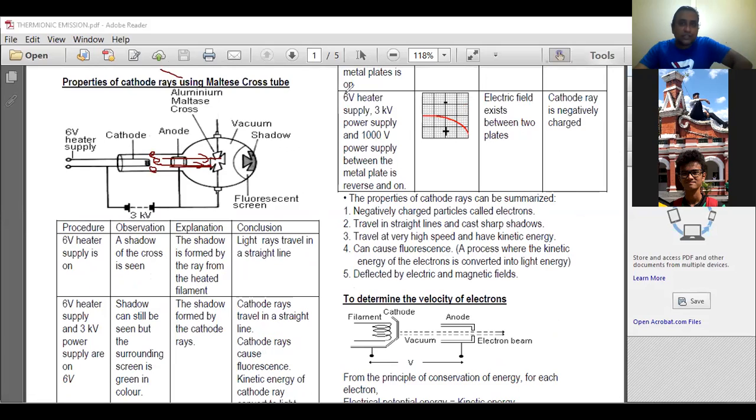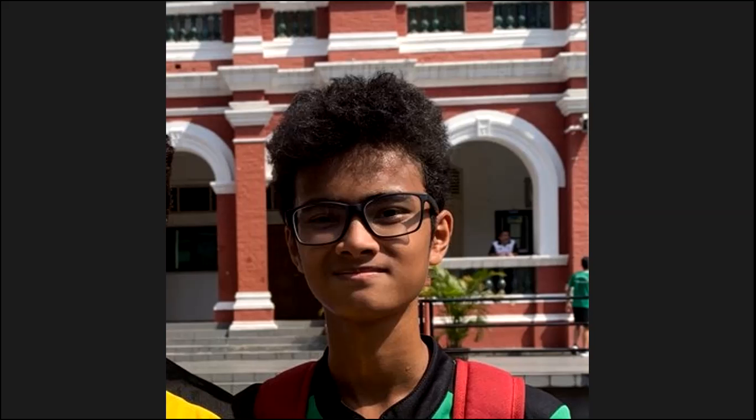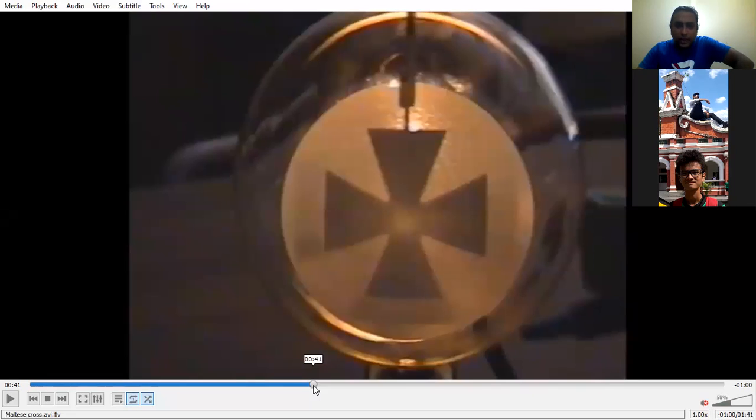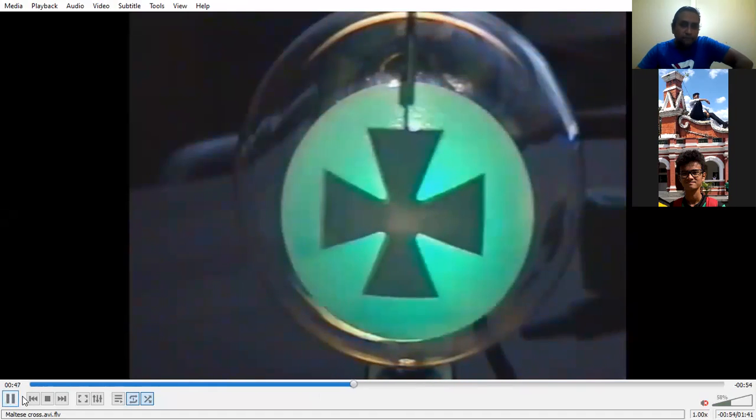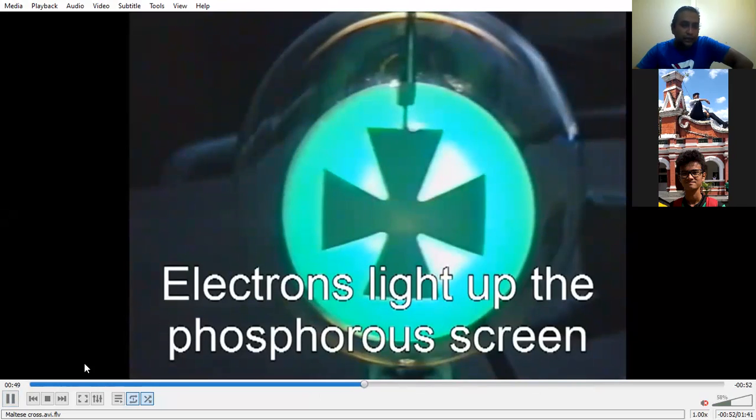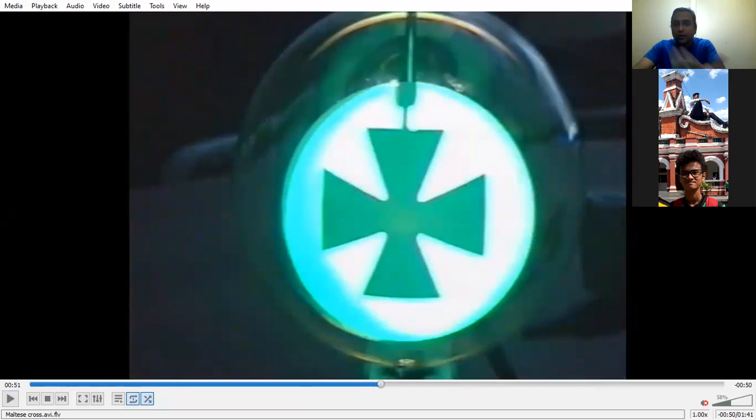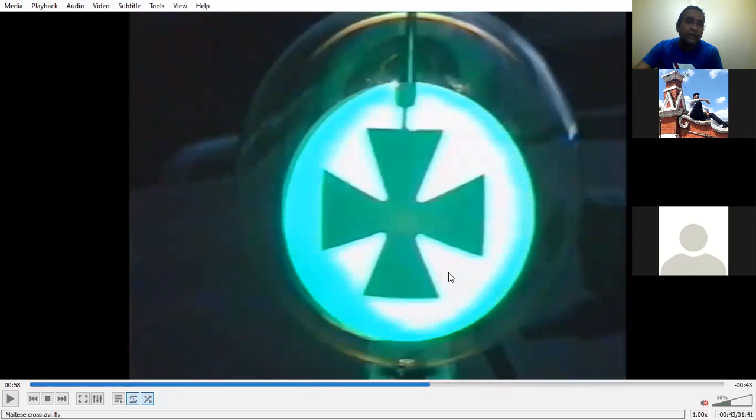Now, what you'll be able to see on the screen is, before we on the anode, only the filament was on. Now, the moment you on the anode, you'll find the screen turns green in color. Why does it become green? Because the cathode ray will hit the screen, so the fluorescent screen will glow. It becomes green in color.